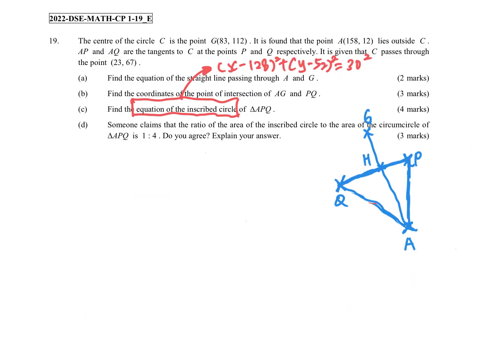Okay, so let's look at the last part, part B. Suppose someone claims that the ratio of the area of the inscribed circle found in part C to the area of the circumcircle of triangle APQ is 1 to 4. But first of all, we need to have the circumcircle of APQ.